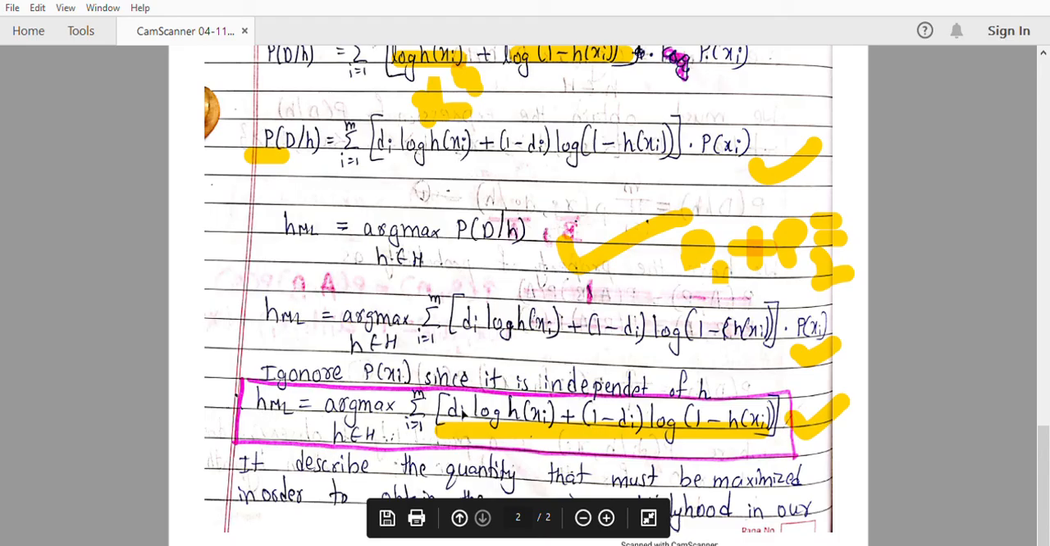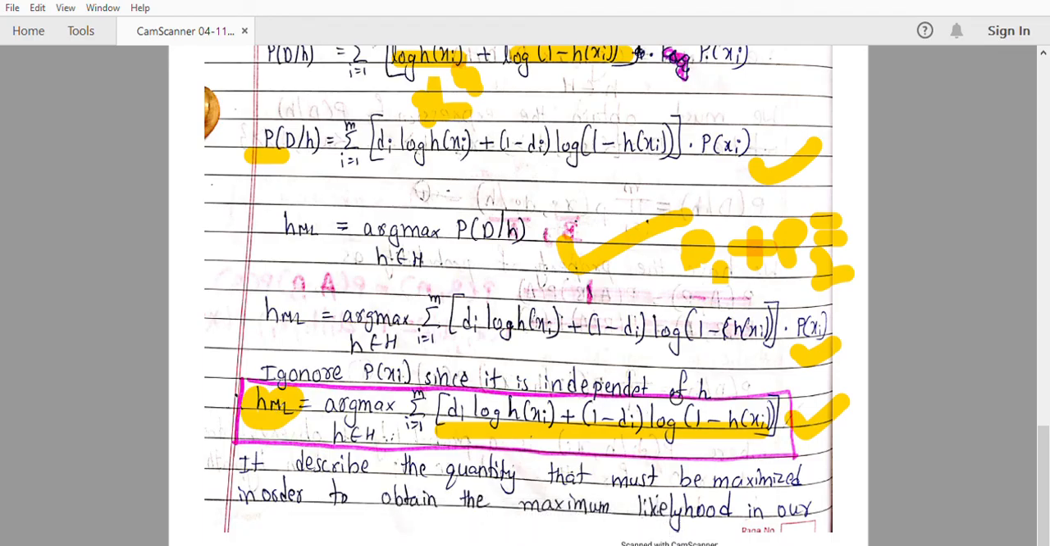HML is equal to the sum of the probabilities. It describes the quantity that must be maximized in order to get the one hypothesis. So this expression proves that HML is the sum of, like this expression, p1 plus p2 equal to 1. Whatever answer we are getting for HML is actually the probabilities. I hope if you have any doubt in any of the expressions, please inform. Okay, bye.